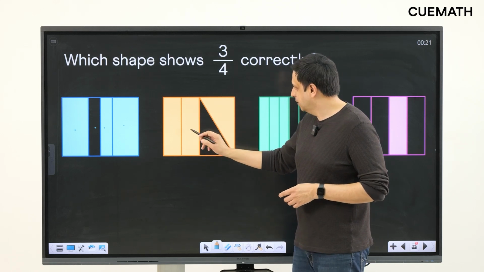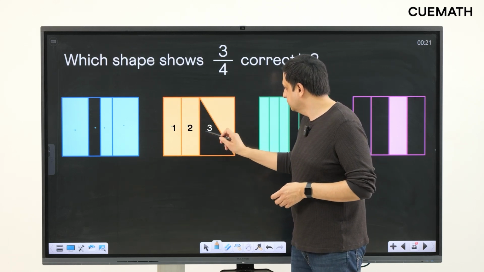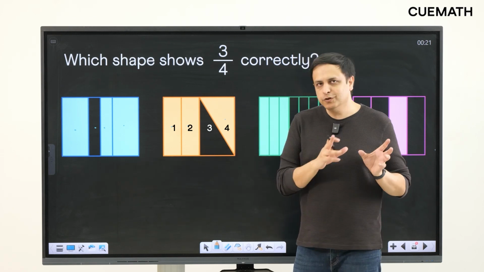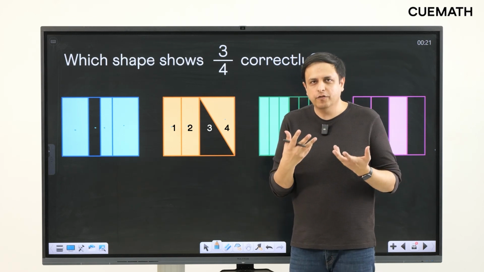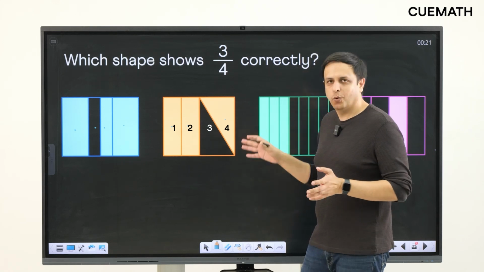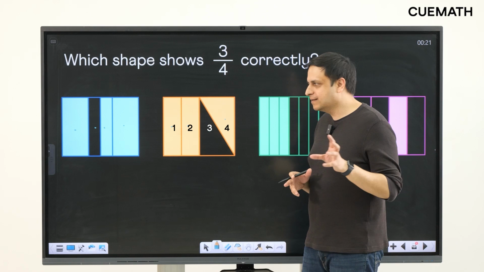What about this one? So let's see. So the rectangle has been divided into 1, 2, 3, 4 parts. Are those 4 parts equal? Well, you might look at this picture and your first reaction might be the parts don't look equal, but actually these parts are equal. Why is that?